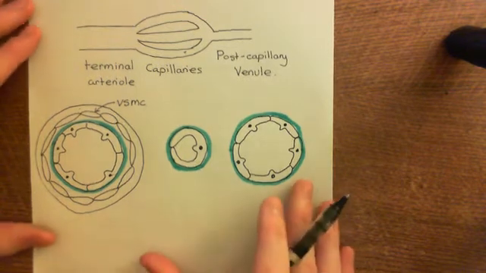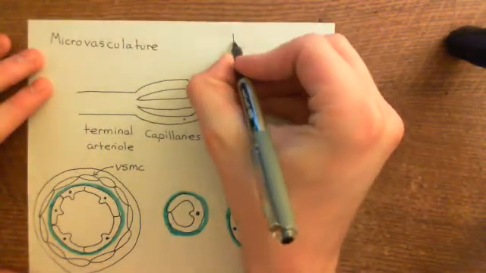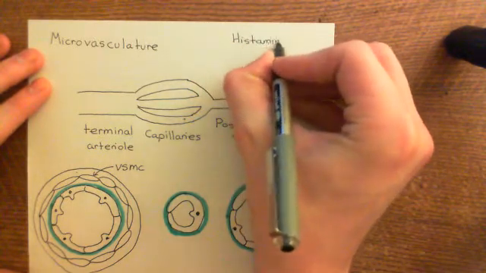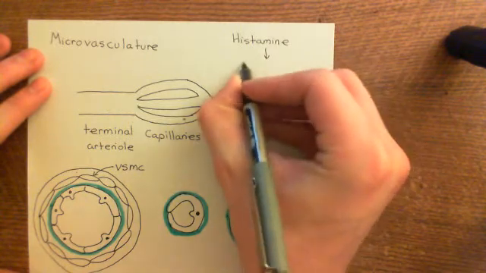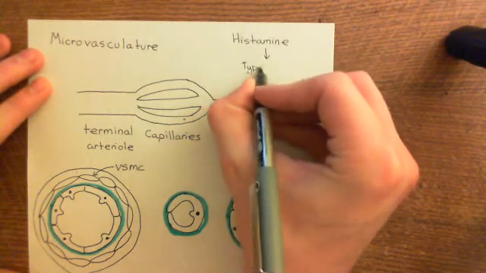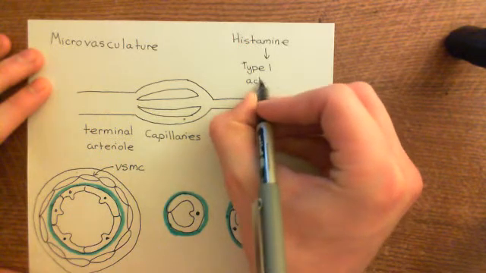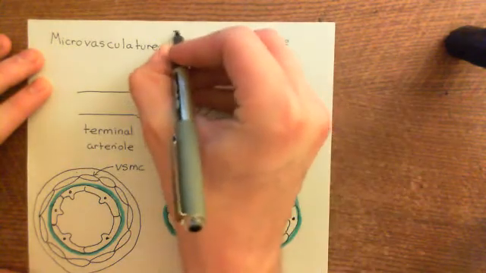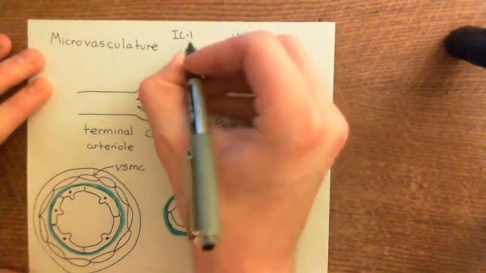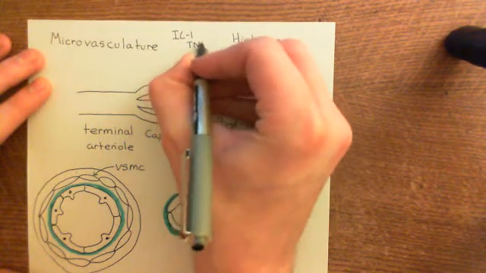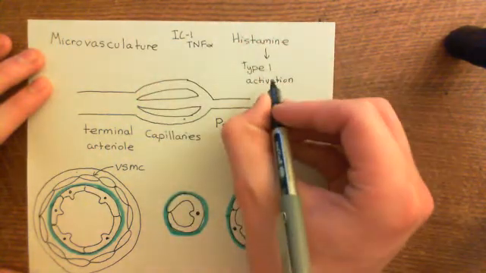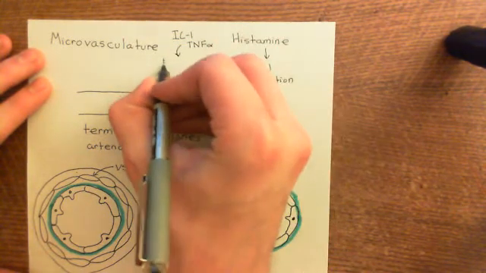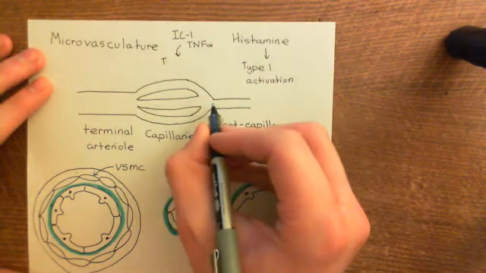Histamine is going to act very, very quickly. Okay, so histamine is going to act on the endothelial cells and it's going to cause something known as type 1 activation of endothelial cells. Whereas interleukin-1 and tumor necrosis factor alpha are going to take much longer to act, and to emphasize how much longer, histamine will act in minutes. Type 1 activation occurs in minutes, whereas interleukin-1 and tumor necrosis factor alpha are going to go to the endothelial cells and they'll both arrive in the same amount of time.